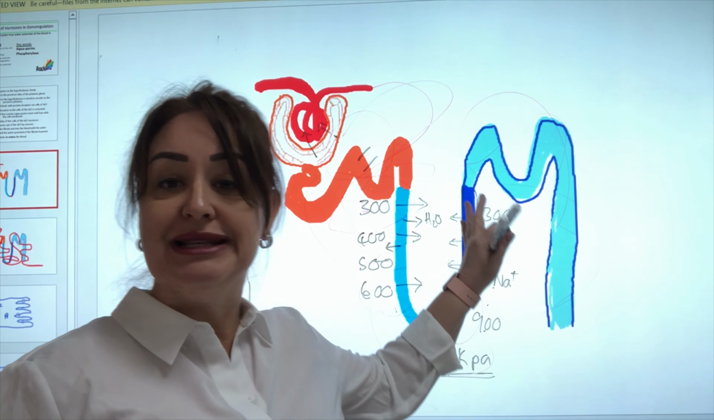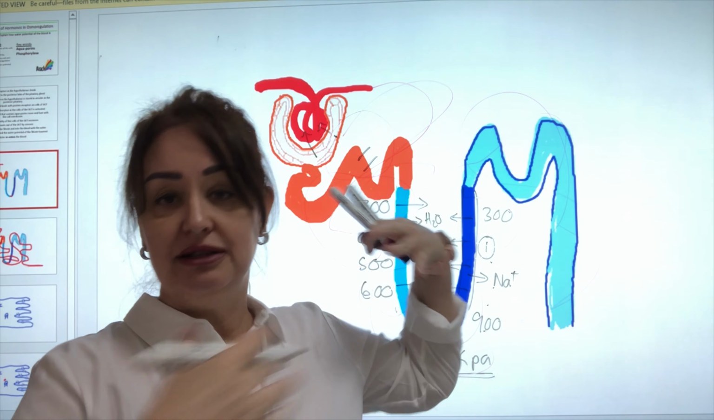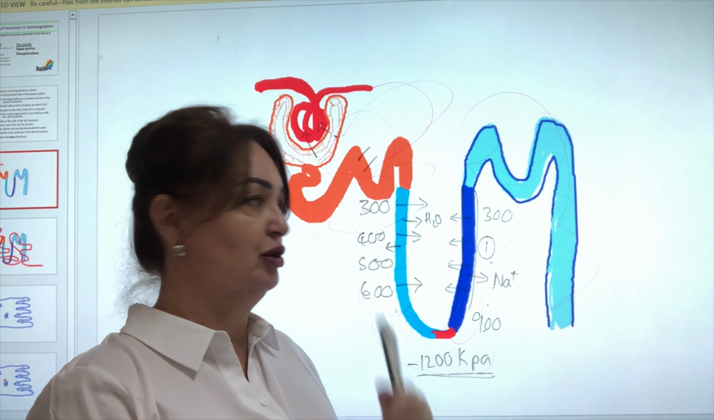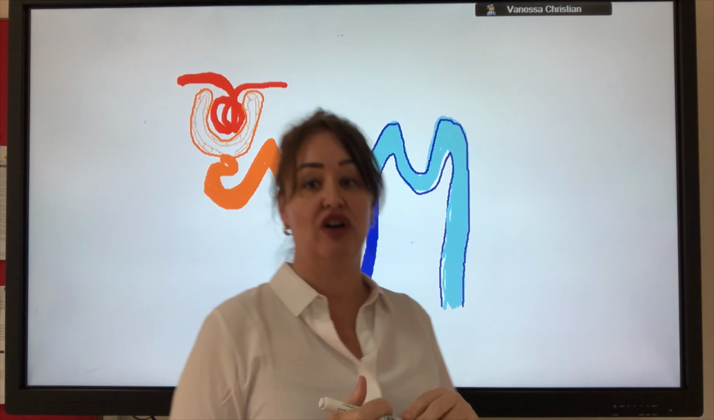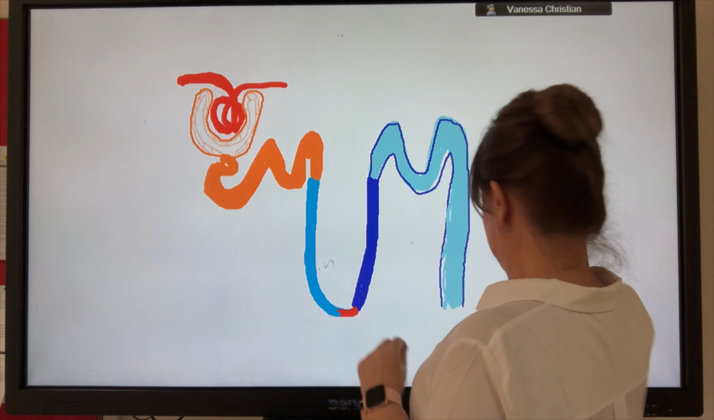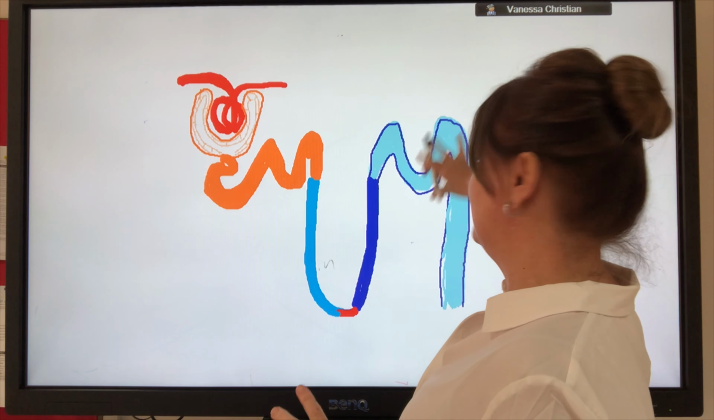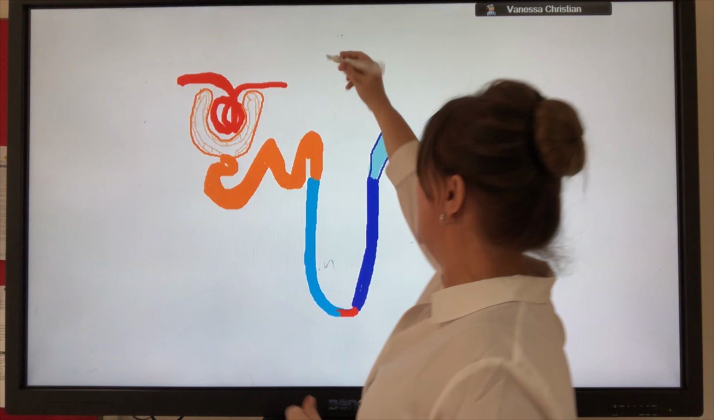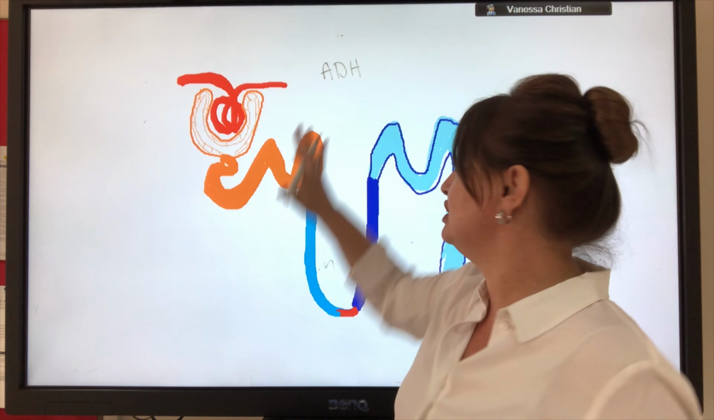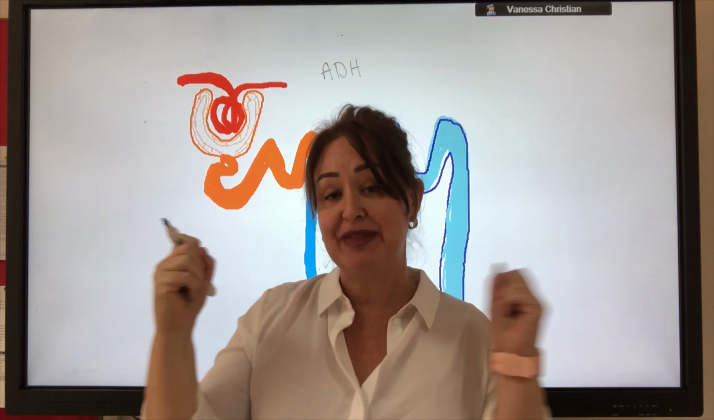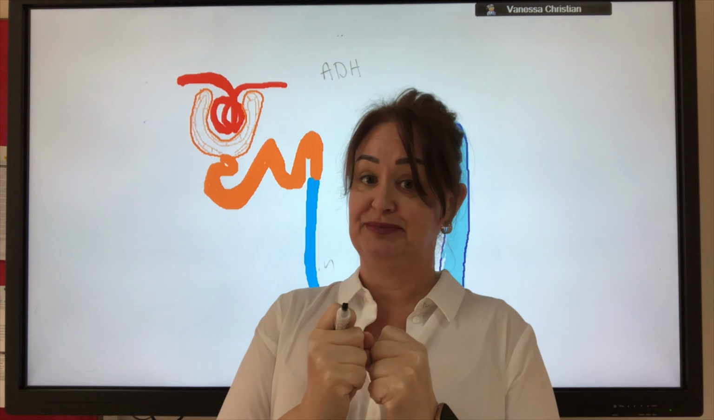Then we get on to the business of the distal convoluted tubule. Distal, distance, convoluted, twisted, tubule, tube. We are looking at the distal convoluted tubule, this region here. And this is where it gets really cool. This is the area that is under the influence of antidiuretic hormone. Now, this hormone is produced in the hypothalamus of the brain, and it's stored in the pituitary gland.